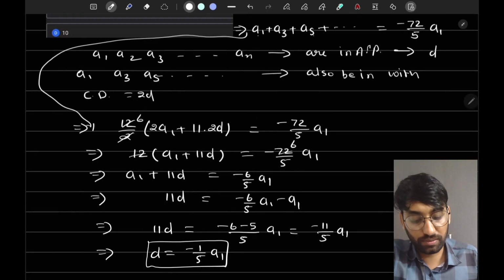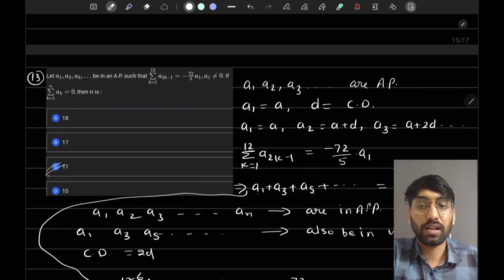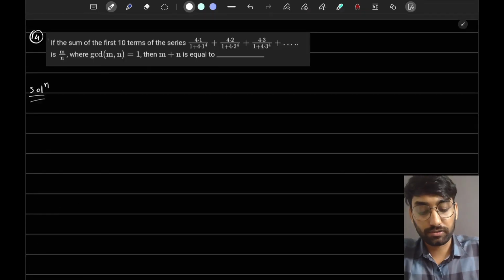The value will be n equal to 11, option C. I hope this is clear. Now let's see the last question of this series.